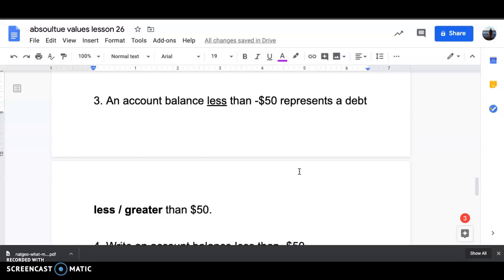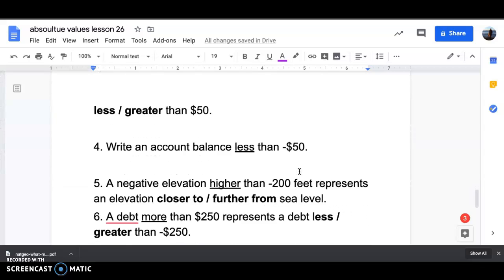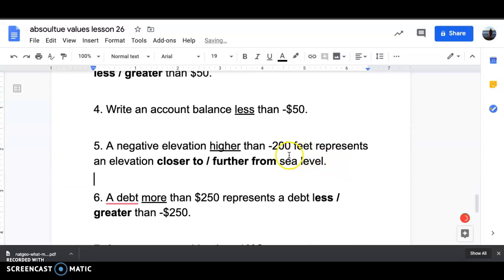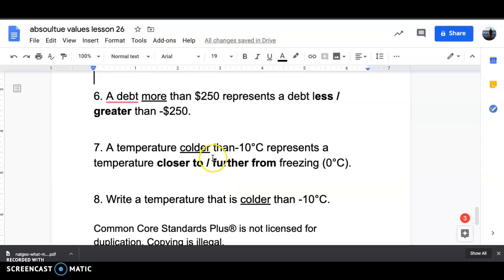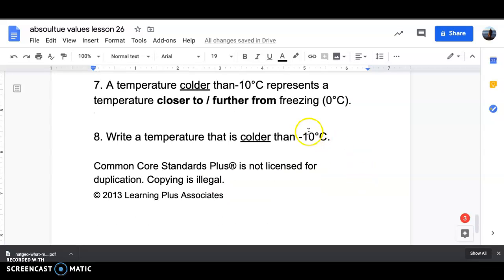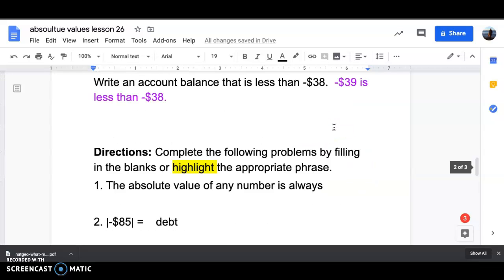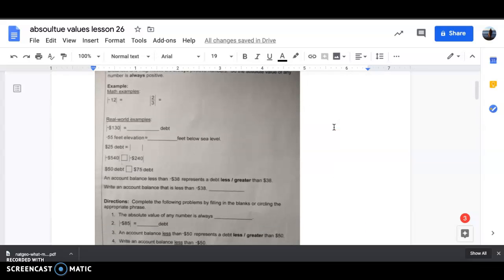Okay, sorry about that. So these are the ones that you're going to highlight, and then this one you're going to write a temperature. Okay, hopefully that was helpful. Sorry about all the stops and goes. Okay, have a good day.